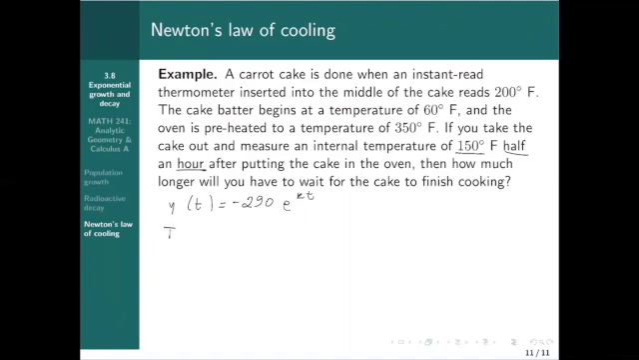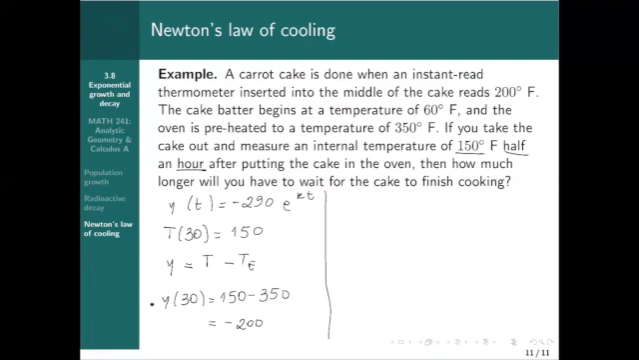So this means that the temperature at 30 minutes is equal to 150. And we do know a relationship between y and T. So y is equal to T minus T_E, where T_E is the temperature of the environment, or of the oven in this case. So Y of 30 is going to be T of 30, so 150 minus 350. That is equal to minus 200.